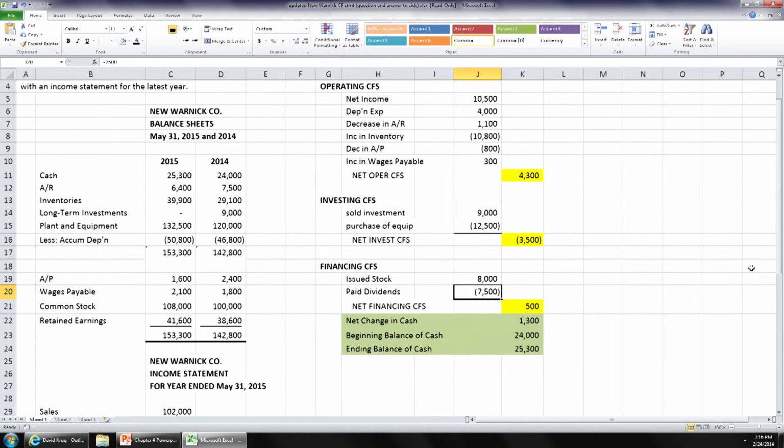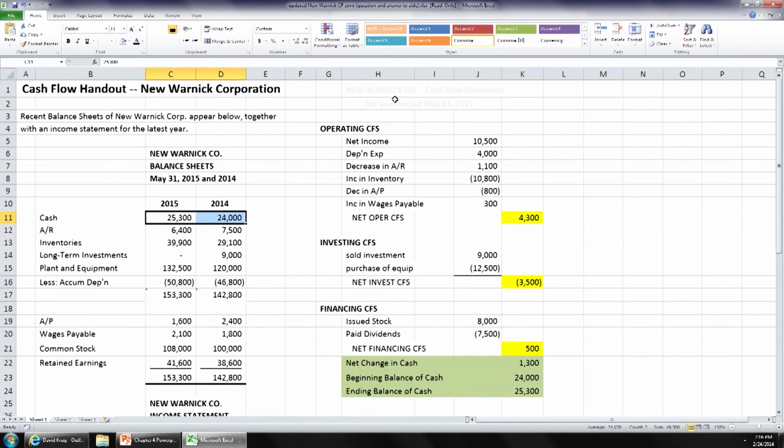You with me? And I add up those three numbers, and by golly, by gum, they add up to $1,300. And I knew they needed to, right? And there's our cash flow statement, except we need to make sure we title it properly, right? You can do a whole cash flow statement. Isn't that cool?